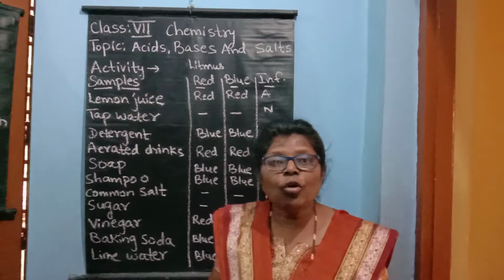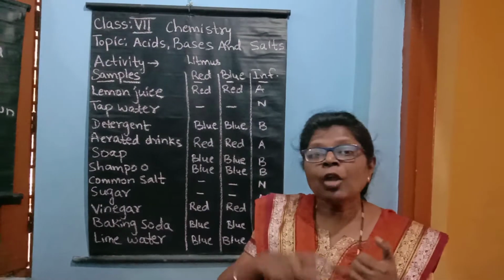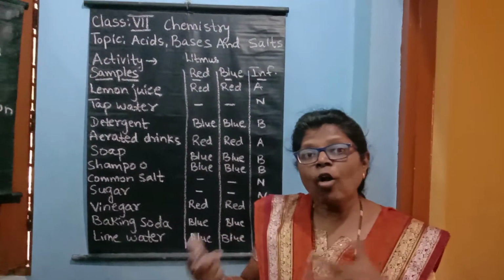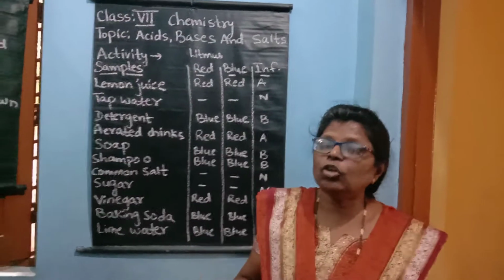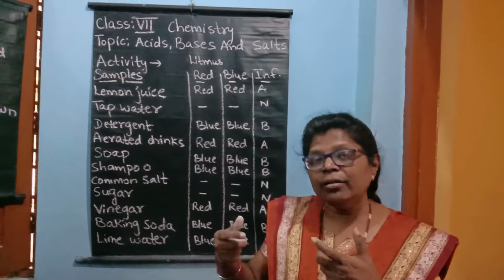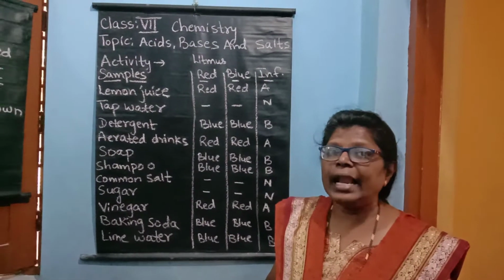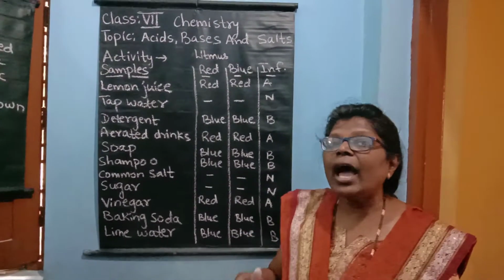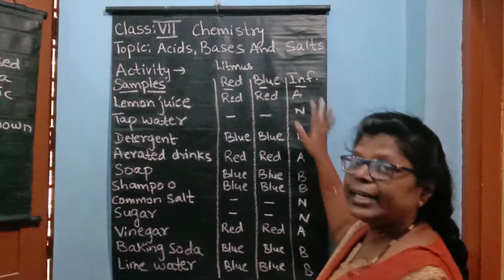So children, when the school reopens, I will show you all this litmus solution and litmus paper, and all the activities. In the previous lecture also we did some activity. That activity we will also do in our lab. And one more activity we are doing now. This activity also we will do in the lab. To do this activity, we have to collect some samples. And so children, you have to make a table like this.